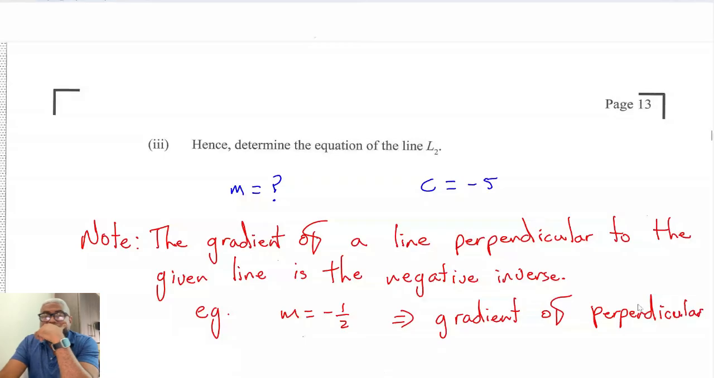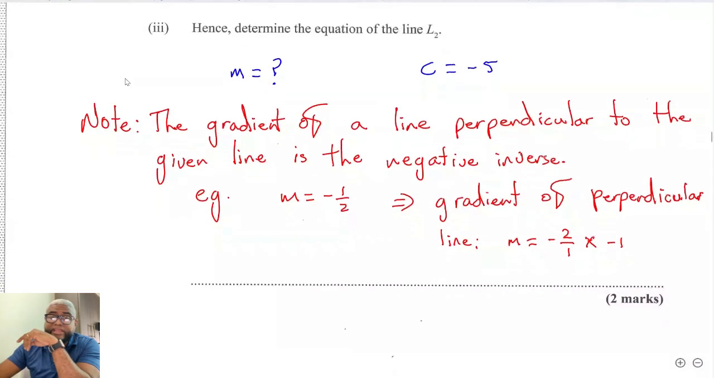Perpendicular line would be with the same m, but just the gradient of the perpendicular line. You flip it, so it becomes -2/1, and then multiplied by -1. So the gradient of a line perpendicular to the line, which has a gradient of -1/2, would be +2.